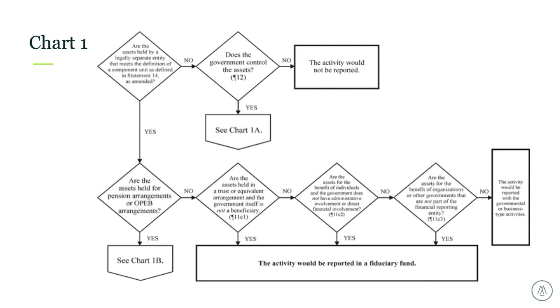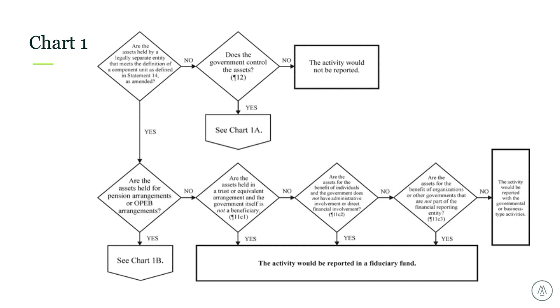You can see that in this case, as soon as you do answer the fact that you do have a component unit that you're analyzing, what's interesting to note here is that all the responses would lead to some sort of reporting, which makes sense.